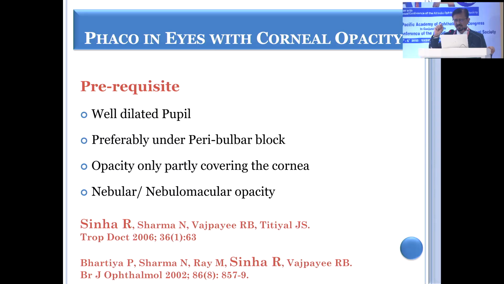If you have a small corneal opacity in the center, even with a mid-dilated pupil, in a routine cataract, if it's a 5 millimeter pupil, you can manage and go ahead and do the surgery. But if it's a small central opacity, in that case, you would like to have a larger pupil. So that's very important.